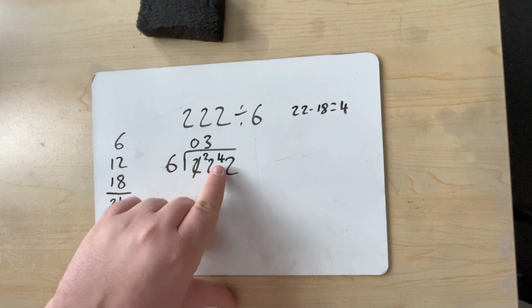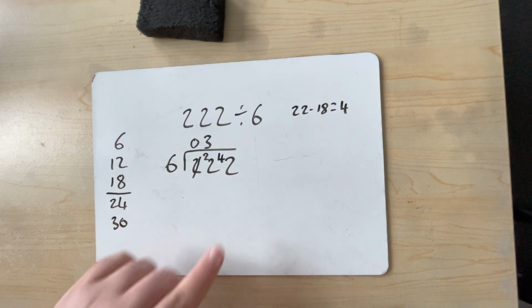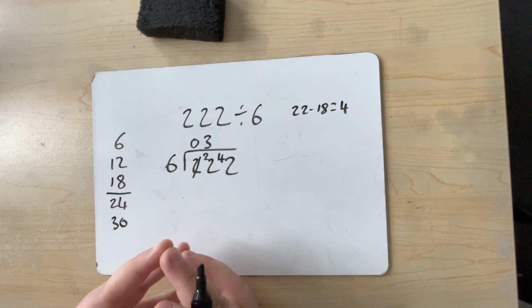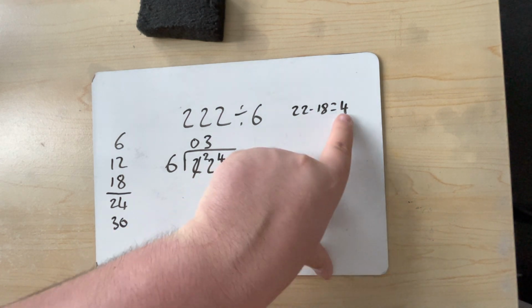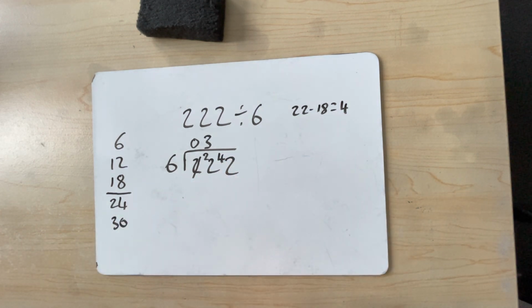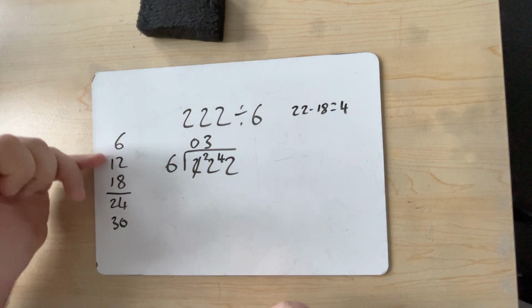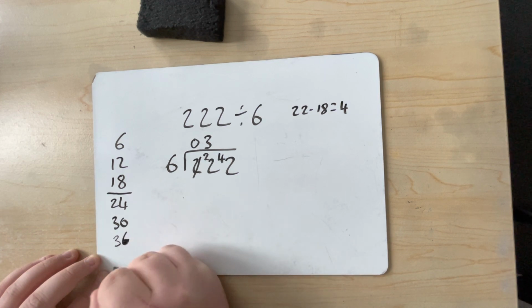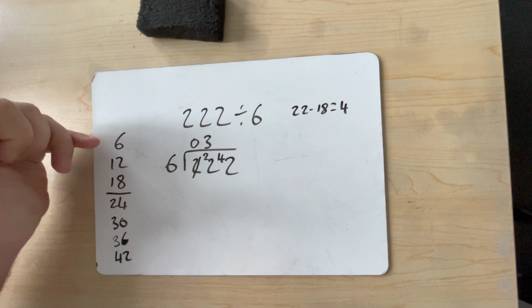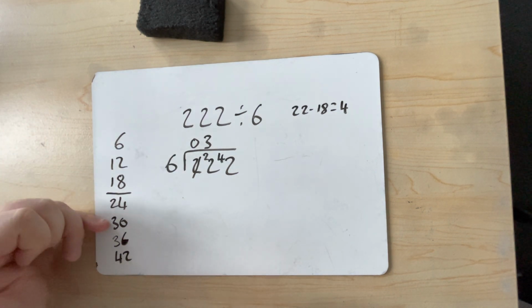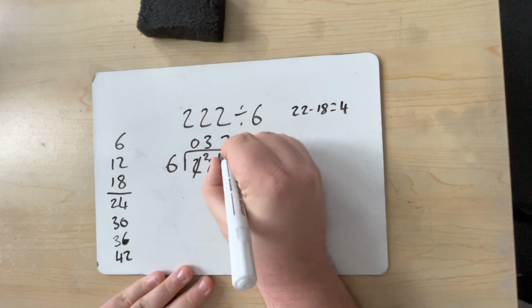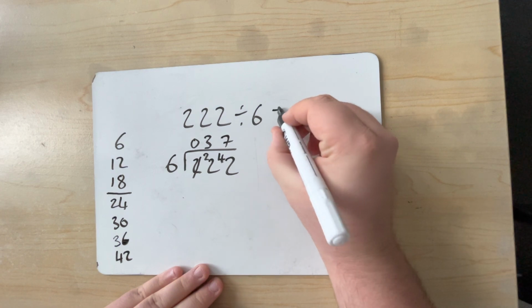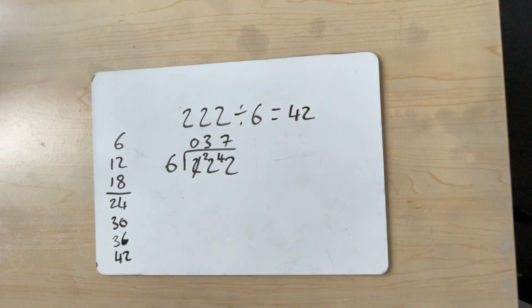Again, we just put what's left over above this next number. The best thing to think of when you're doing the bus stop is, if you don't use it, move it. Because we haven't used that 4, we move it. Now we just do the same for 42. Again, we're just going to extend the 6 times table. We're going to need the next one, which is 36, and then 42. So you can see we have 1, 2, 3, 4, 5, 6, 7 numbers. So the answer to 222 divided by 6 equals 42.